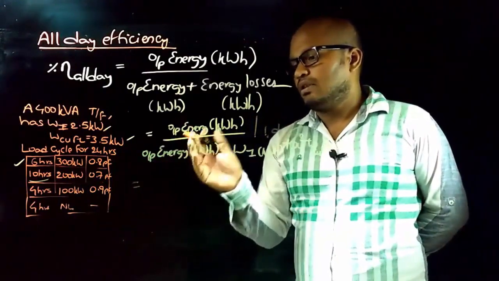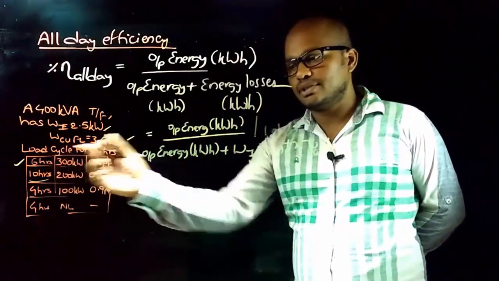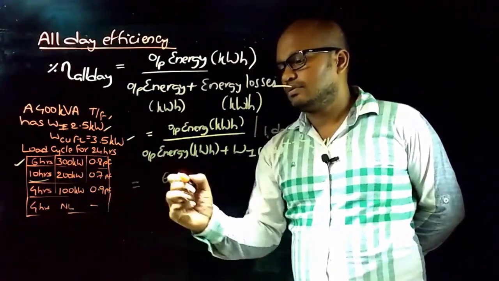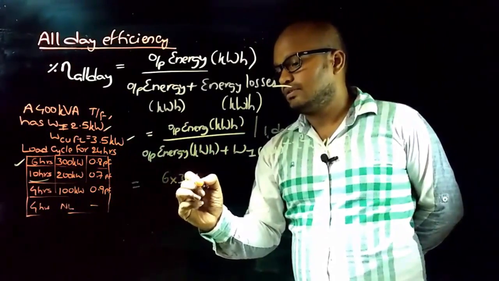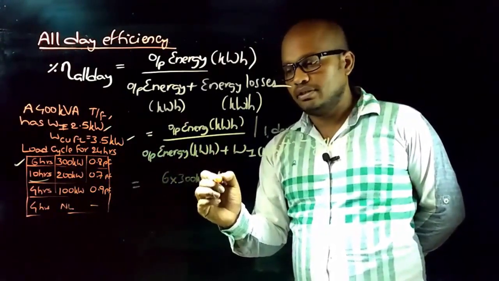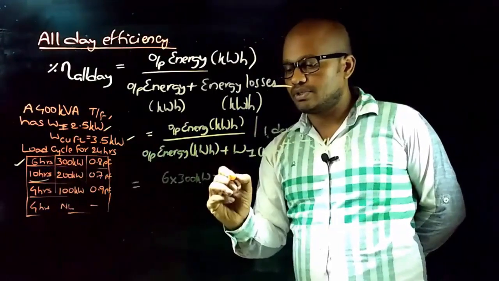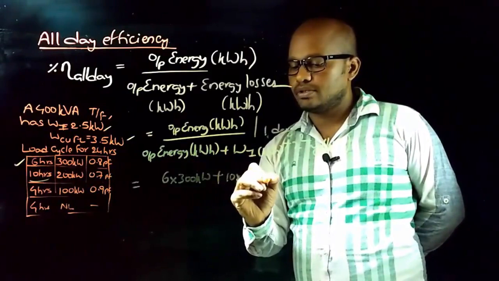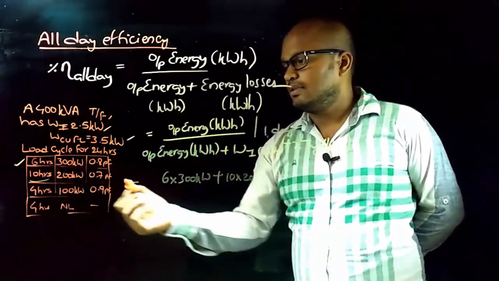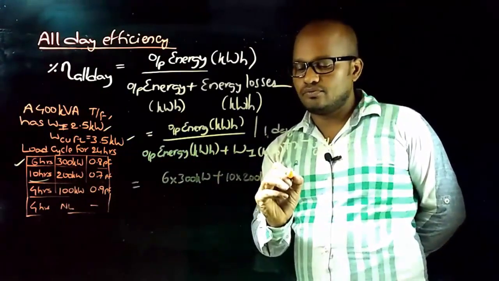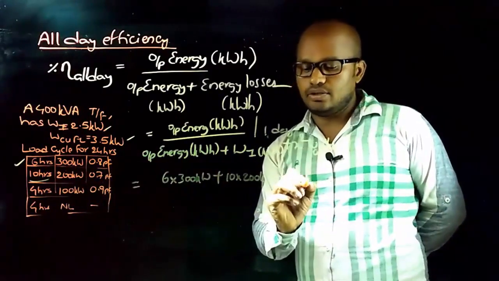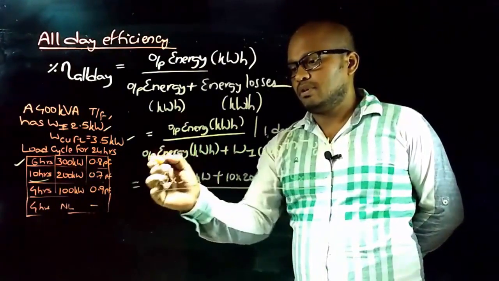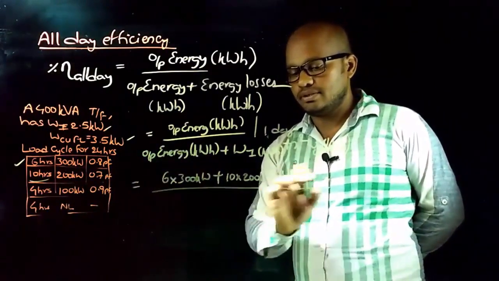Here we are finding the all-day efficiency for 1 day. Therefore, output energy for the first 6 hours is 6 into 300 kilowatts, plus output energy for the next 10 hours, so 10 into 200 kilowatts, plus output energy for the next 4 hours, so 4 into 100 kilowatts, divided by the output energy for the whole 24 hours, which is this one.